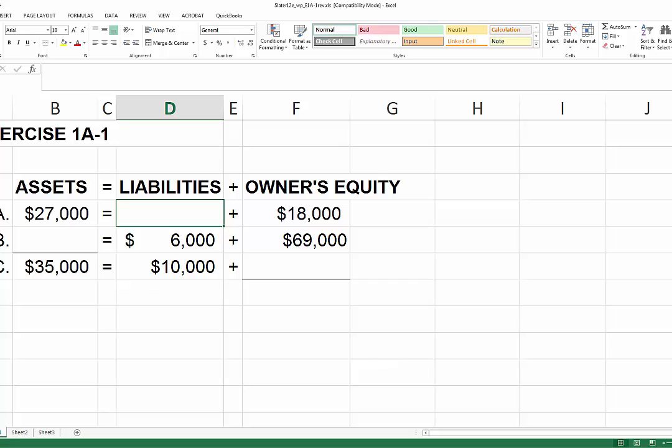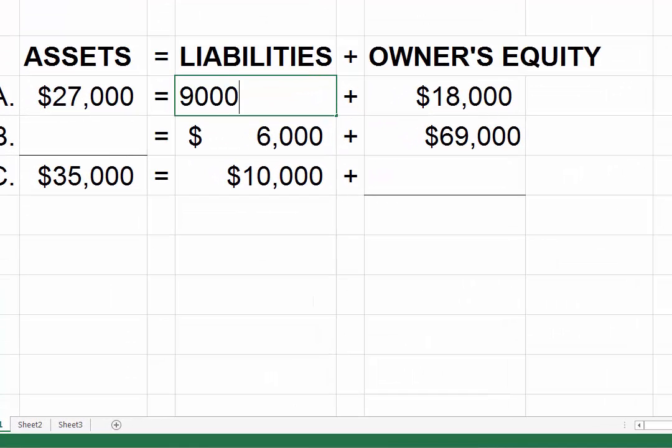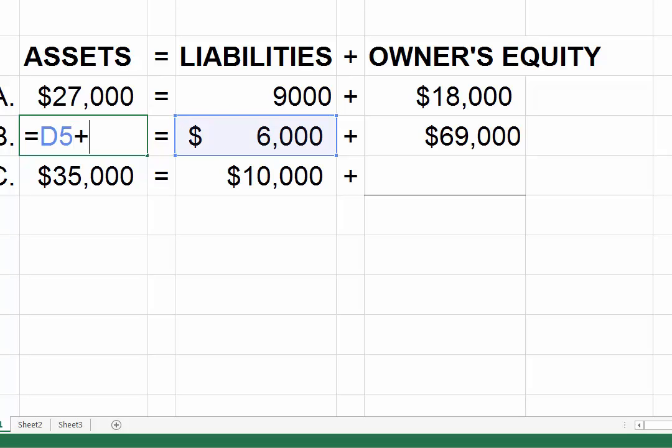So if I'm to keep this equation in balance, I have assets and liabilities and owner's equity. I would have to take 27,000, subtract 18,000, and I would get $9,000. That would mean that my equation is in balance. Now the next one, I then have to add these together because again, I must keep this equation in balance at all times. There is never an exception to that rule. It's one of the reasons I love accounting.